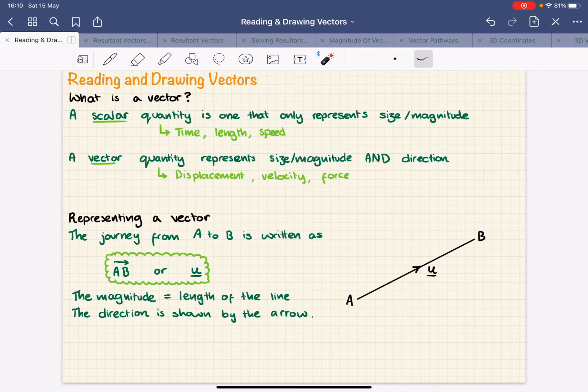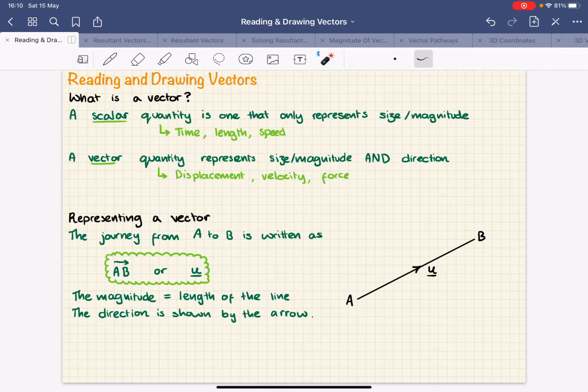Alright, so this is the first of many videos all to do with vectors. I'm going to quickly just explain what a vector is and then we'll get into reading and drawing vectors. To begin with, we need to make sure we understand what the different types of quantities we can talk about. So you've got scalar quantities, which is what we're more used to, and that's ones that only represent size or magnitude. So that's things like time and length and speed. A vector quantity, however, represents that size and magnitude as well as the direction. So displacement, velocity and force, they are all vector quantities.